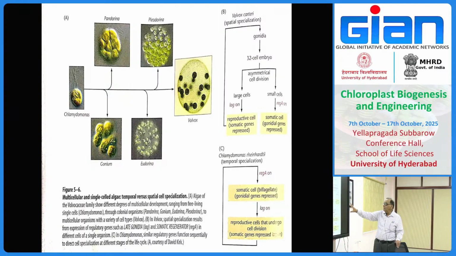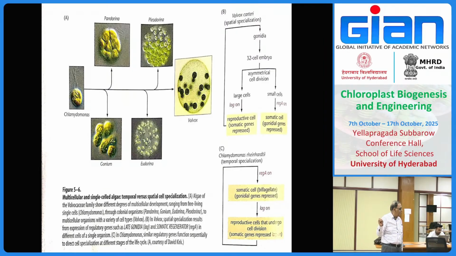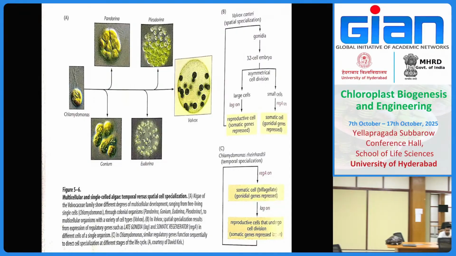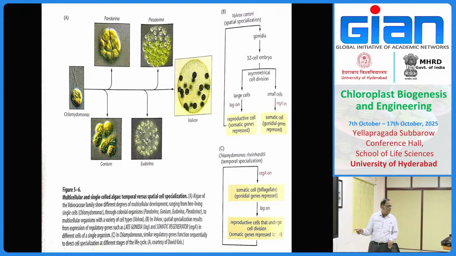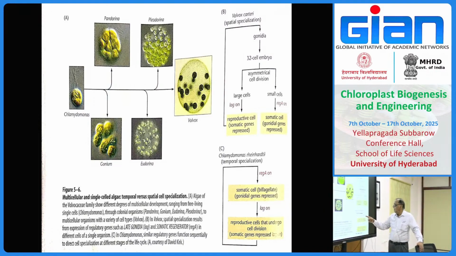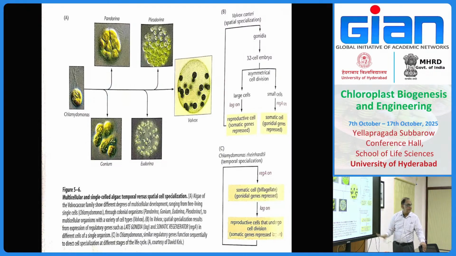Okay. So you can see a spatial separation of different kinds of cells: vegetative cells in one place, reproductive cells going into different places in the colony. But in Chlamydomonas, of course, you also have a reproductive phase and a vegetative phase. But what is happening here? It is a temporal separation, in time. The spatial separation here is a temporal separation in Chlamydomonas.